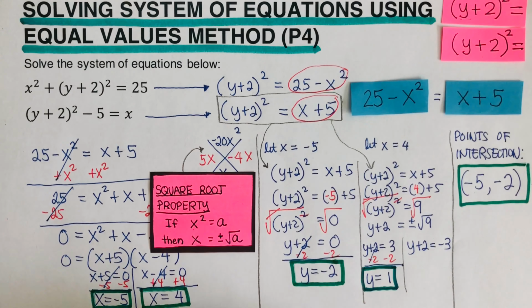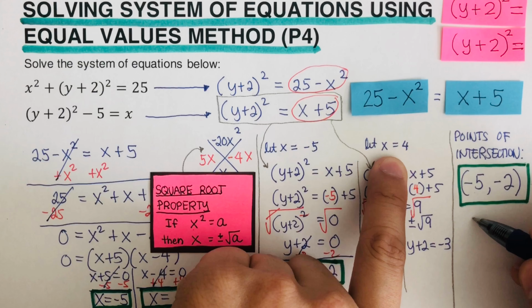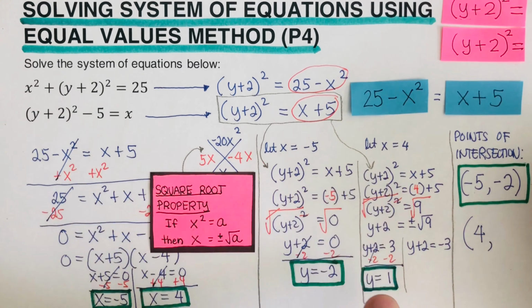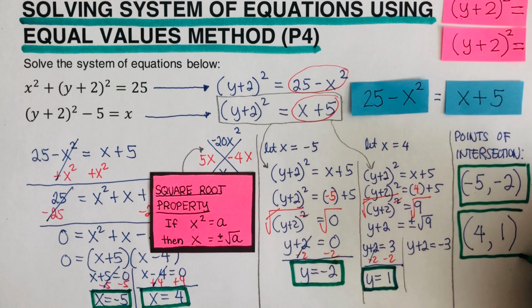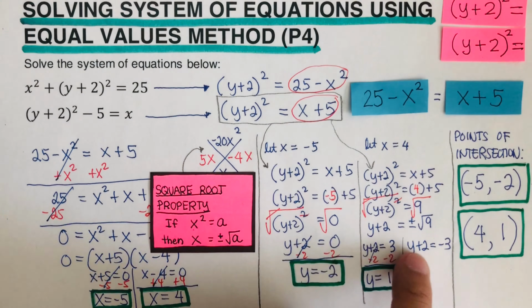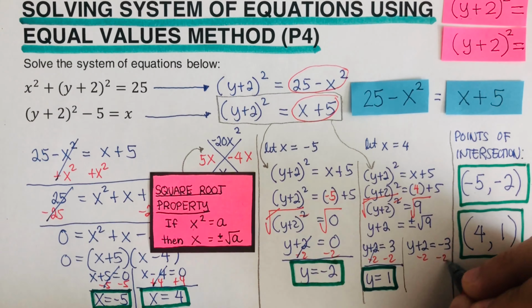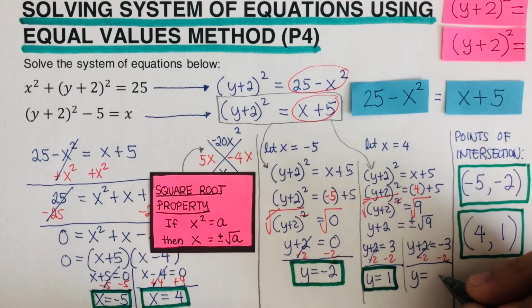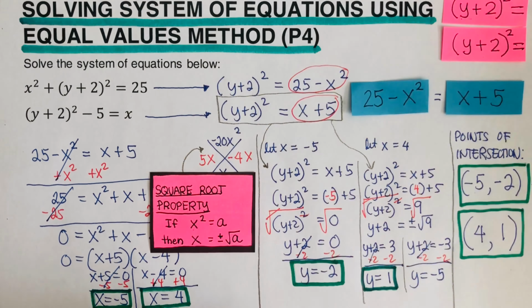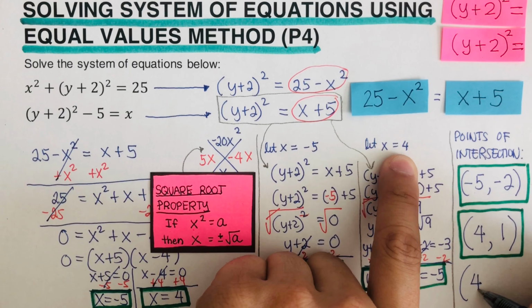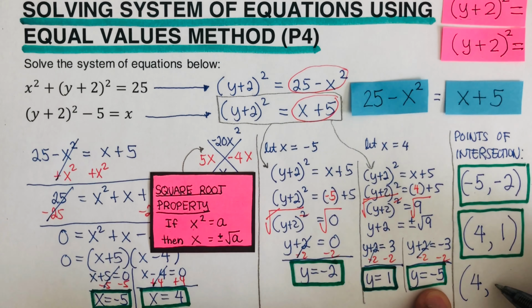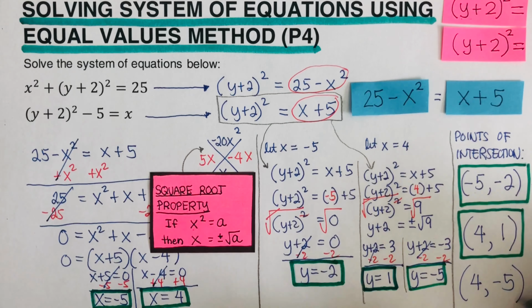So the next point of intersection, when x is 4, I can write that up here. When x is 4, our y is 1. So this is the second point of intersection. Now let's move on to the third point of intersection from here. Y is equal to negative 5. So this means that the third point of intersection would be x is 4. So I'm just going to write 4 right there. And then the y is negative 5. So this is our third point of intersection.